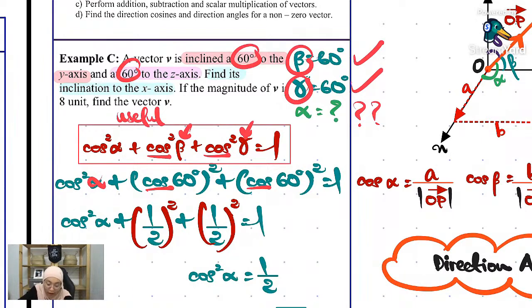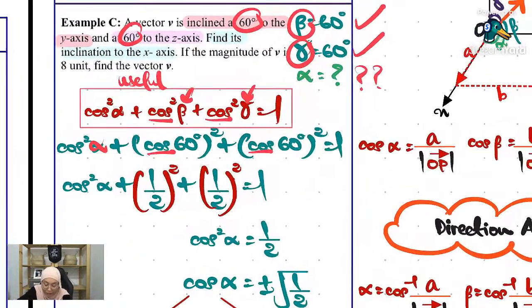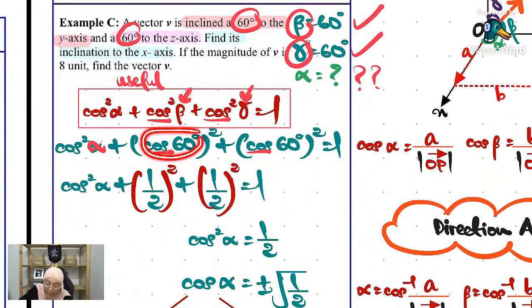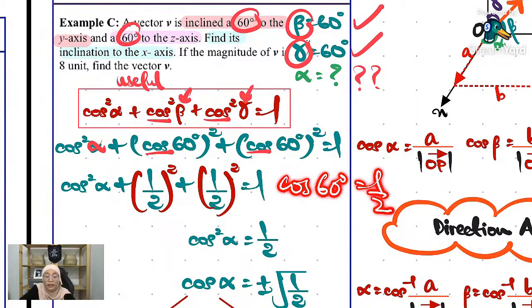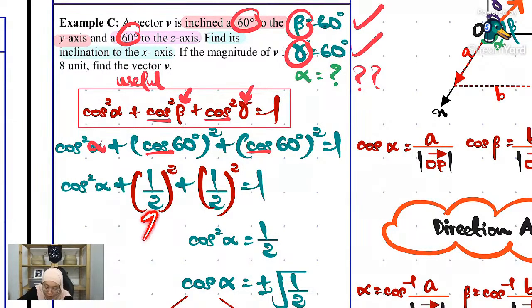Cos squared alpha plus cos squared beta plus cos squared gamma is equal to 1. This is the formula, very useful when you want to find the inclination angle. One of these is unknown, and by using the knowledge from last semester, chapter 7, trigonometric functions, we know that cos 60 is actually 1/2. You press the calculator and you will get 1/2. So you sub it in, and don't forget to square outside because our formula has squares.